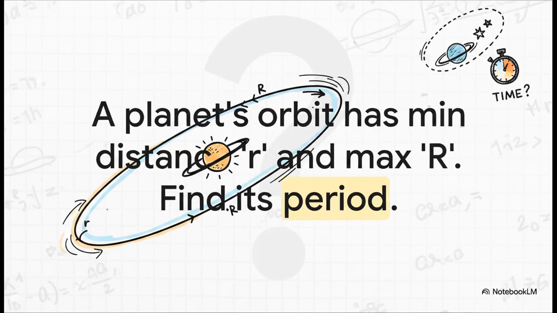We've got a planet, it's in an elliptical orbit, its closest point to the sun is r, and its farthest point is R. The question is simple. Find the period. How long does it take to make one full lap? Now, here's the trap. A lot of people immediately start thinking about the planet's speed. It's constantly changing, right? It speeds up when it gets close to the sun, and it slows way down when it's far away. That just screams complicated calculus, doesn't it? Like, you'd have to integrate that changing speed over the entire path.